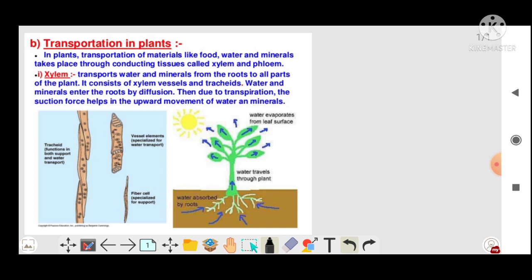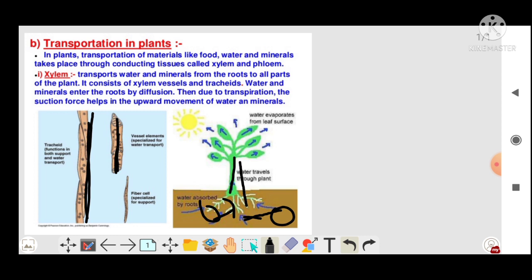So what is xylem? It transports water and minerals from the root to all parts of the plant. It consists of xylem vessels and tracheids, this one is called tracheids. Water and minerals enter into the roots by means of diffusion.